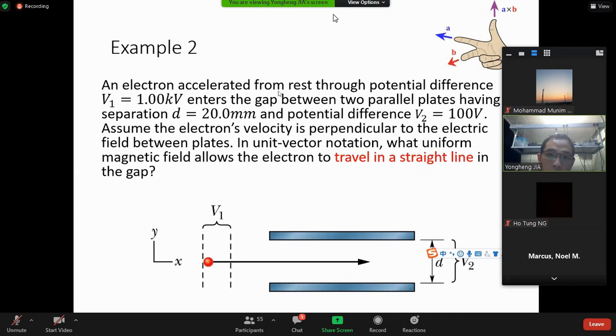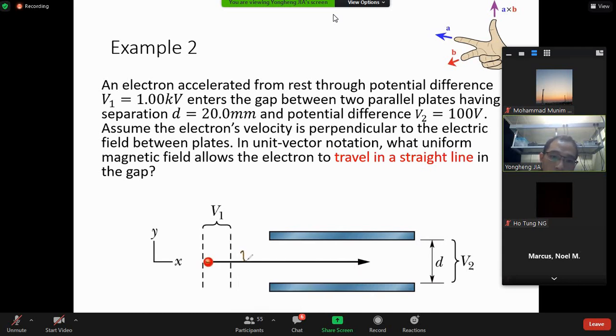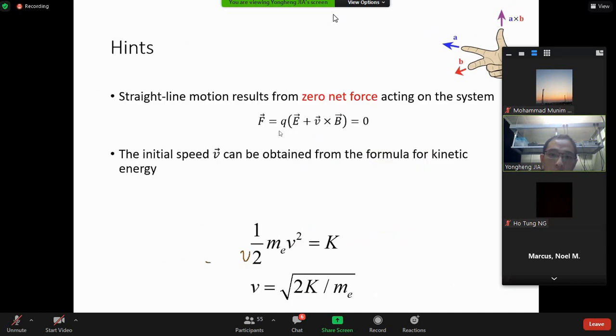Okay, let's look at this example here. First, this is an electron, so it has a negative charge. The electron is first accelerated by this voltage, and we can simply get the velocity after the acceleration using Q times U equals the kinetic energy. I'll show you on the next page.